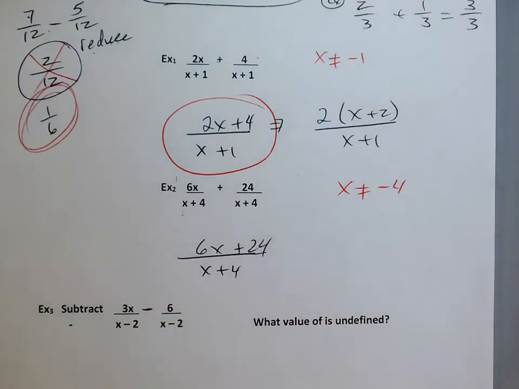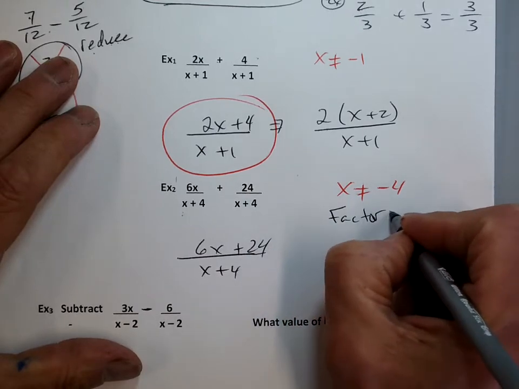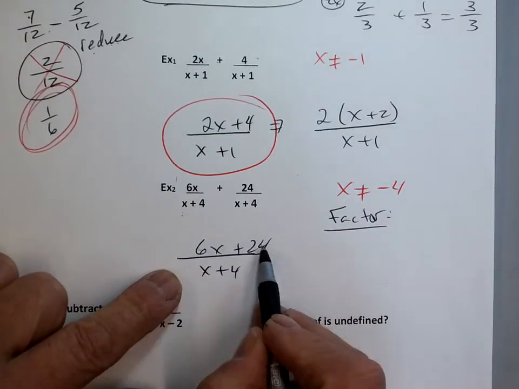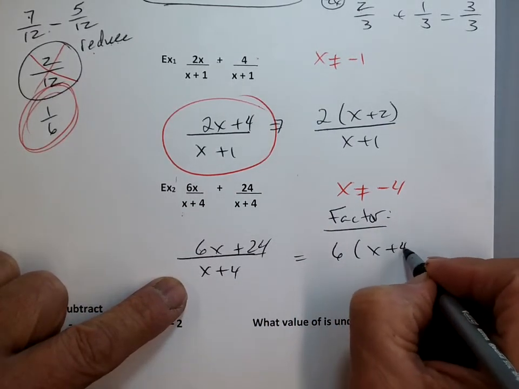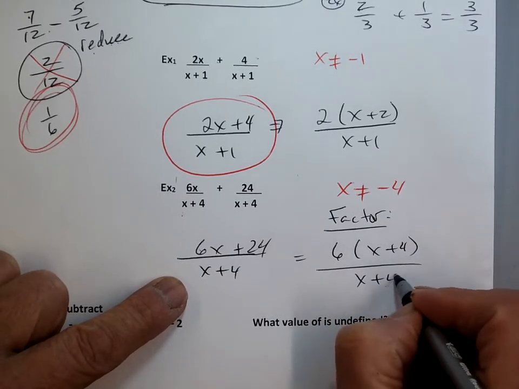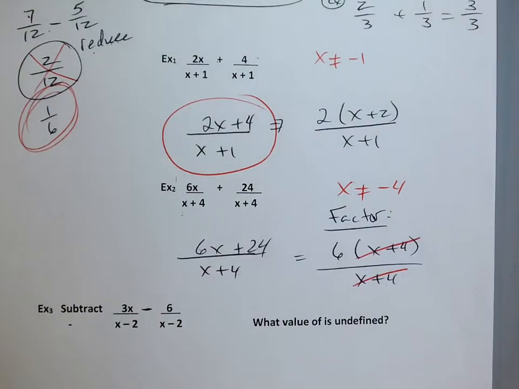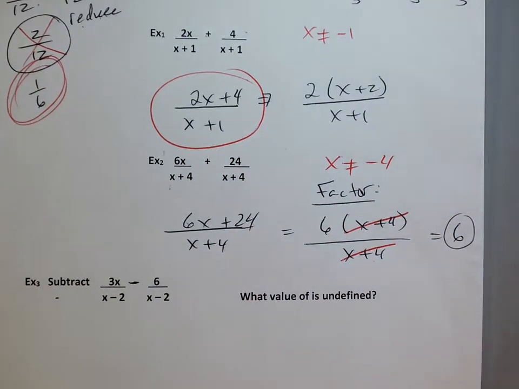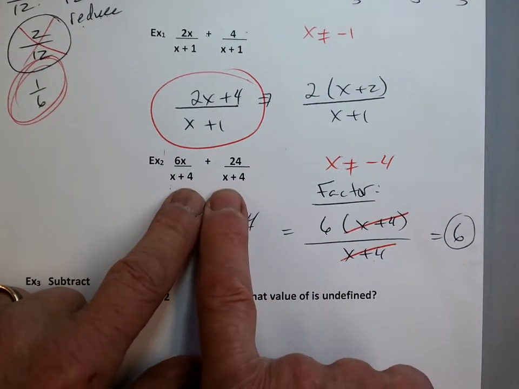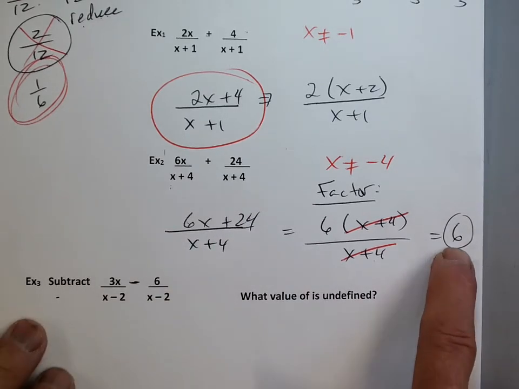Well, I think if I were to factor, let's see what I get. Take out a common 6, and I'd have x plus 4 over x plus 4. Oh, I like this, because the x plus 4 cancels with the x plus 4, and all I'm left with is 6. Cool. It was worth adding, right? Certainly worth adding because we went from 6x over x plus 4 plus 24 over x plus 4 to a much nicer answer, 6.